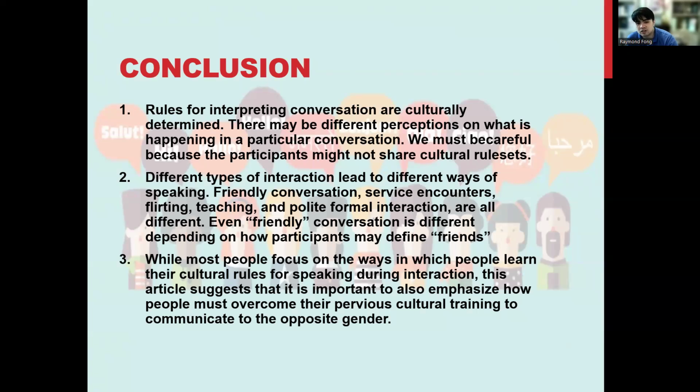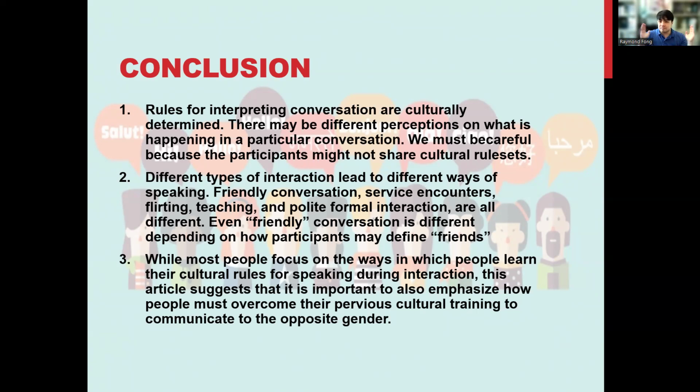Different types of interaction lead to different ways of speaking. Friendly conversation, service encounters, flirting, teaching, and polite formal interaction are all different. Heteroglossia, if you remember that. Even friendly conversation is different depending on how participants may define friends. While most people focus on the ways in which people learn their cultural rules for speaking during interaction, this article suggests that it's important to also emphasize that people must overcome their previous cultural training to communicate with the opposite gender, right? So that's the one we talked about at the end.